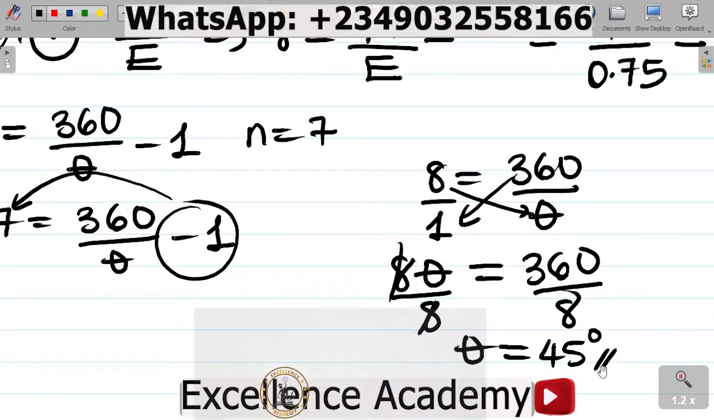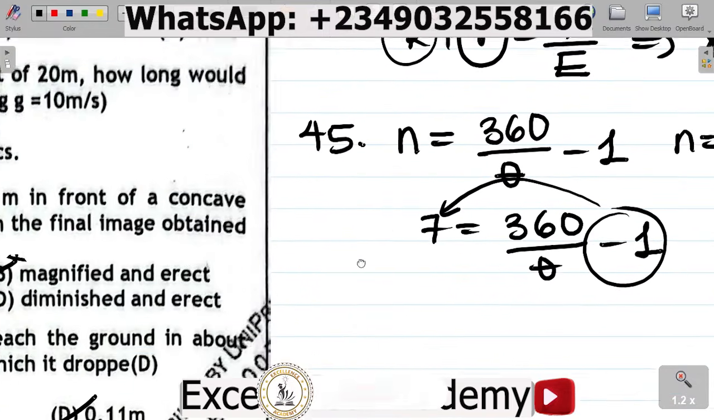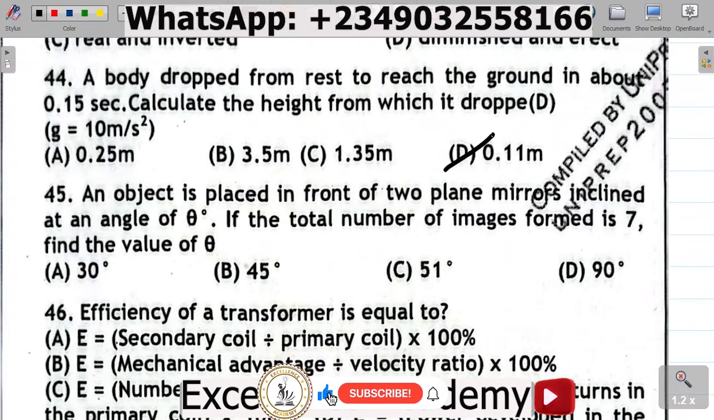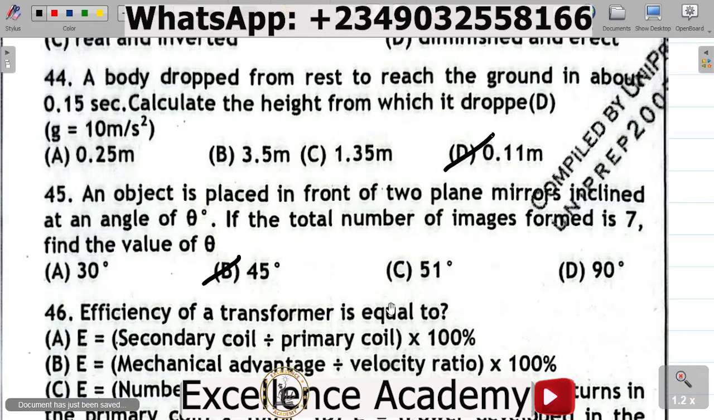So that means they must be placed at 45 degrees. So do we have a 45 degrees there? Yep, that's option B, 45 degrees. So the value of theta here, that's the angle that it has to be placed for you to have 7 images, is 45 degrees.